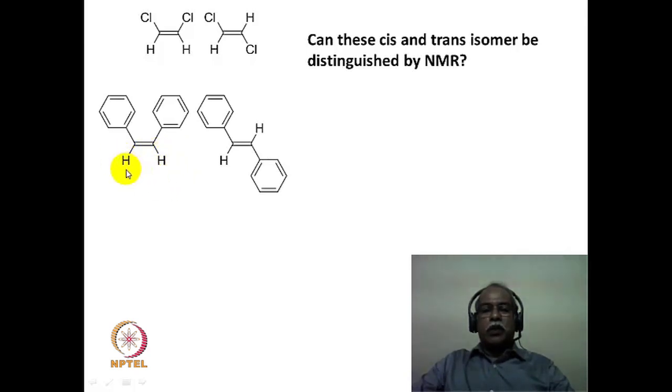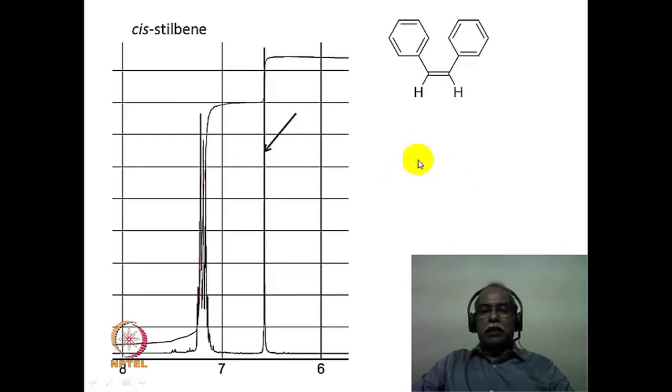So what one would see in the spectrum is a singlet for these two hydrogens. There won't be any coupling to show whether it is a cis coupling or trans coupling. Similarly, these two hydrogens also are chemically and magnetically equivalent, so they would also appear only as a singlet. We will see the spectrum in the next slide.